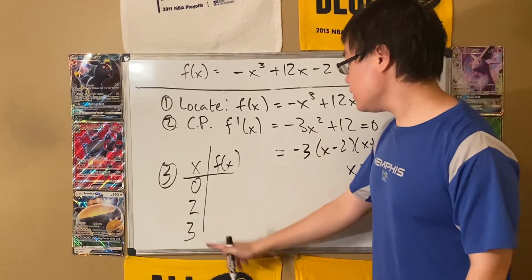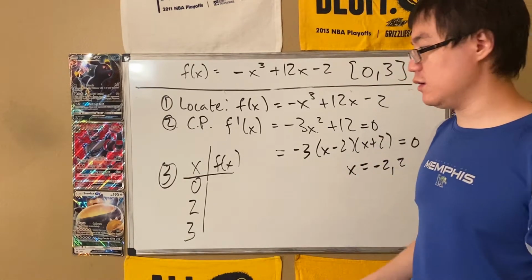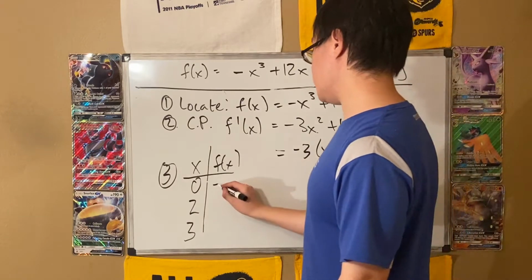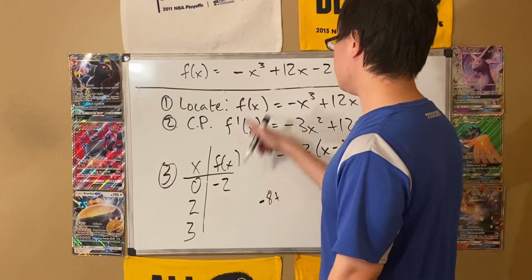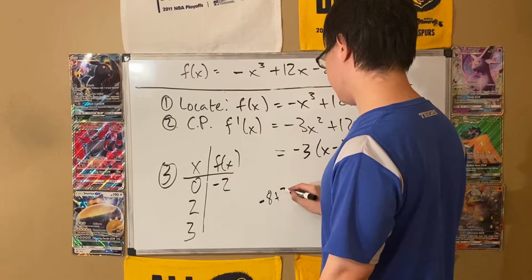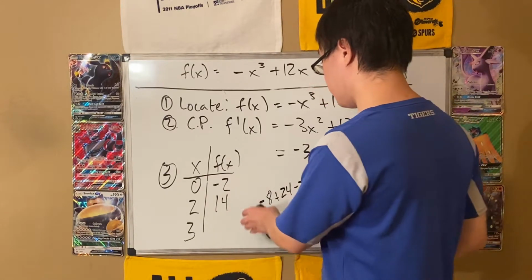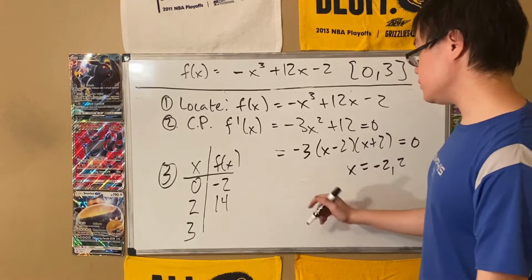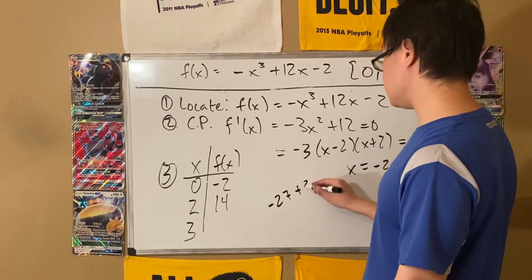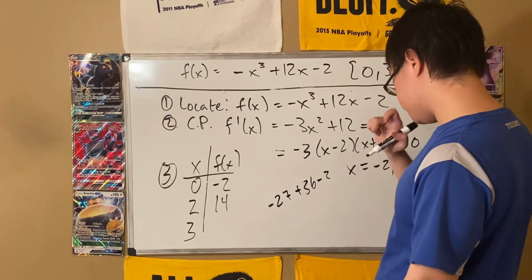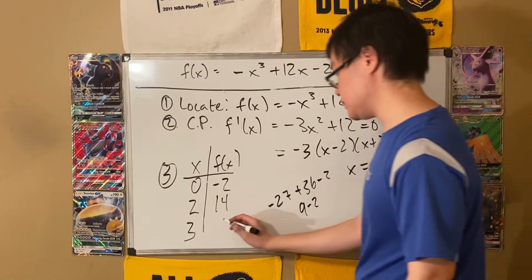Then what you do is you plug in these 3 numbers into this separately. The biggest one is the max, the smallest one is the min. So in this case, when you plug in 0, it looks like it's negative 2. Then when you plug in 2 here, no shame in doing math on the side, it's going to be negative 8 plus 24 minus 2, I believe. I think that's going to be 14. Then we're going to plug in 3 into this function as well. So it's going to be negative 27, because 3 cubed is 27, plus 3 times 12 is 36, minus 2. This is going to be 36 minus 27, which is 9, minus 2, so this is going to be 7.